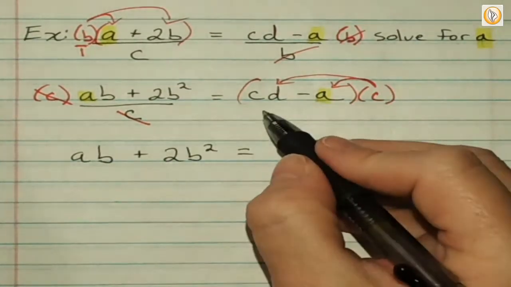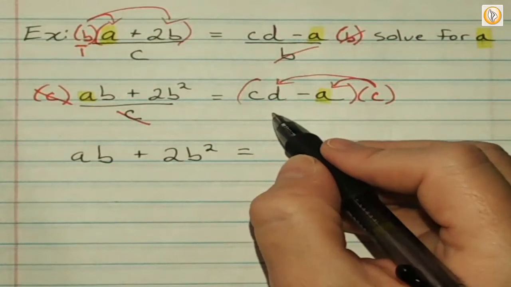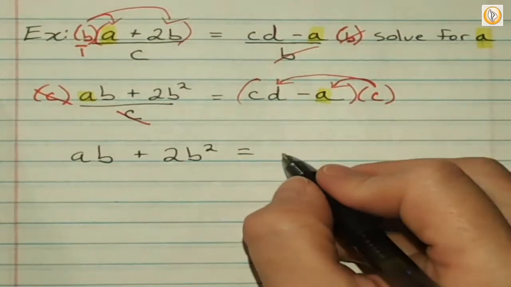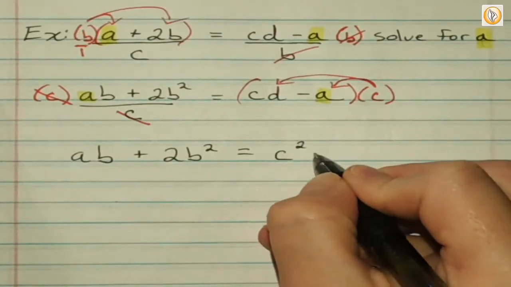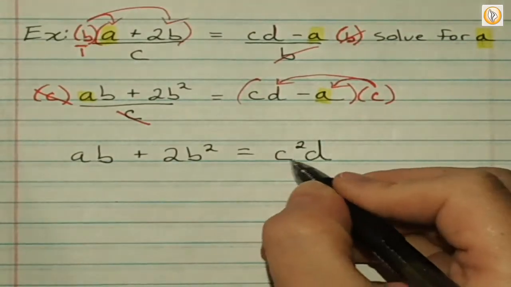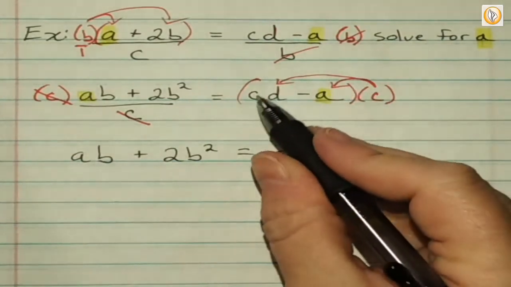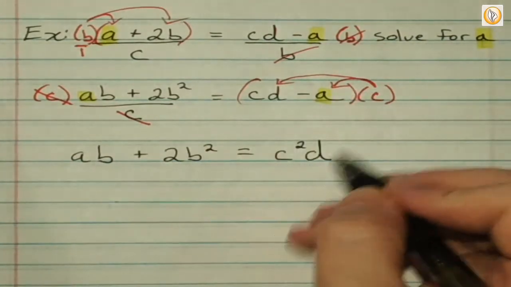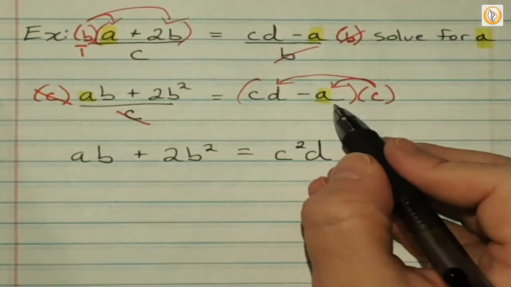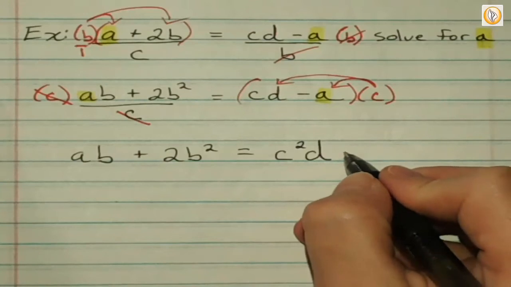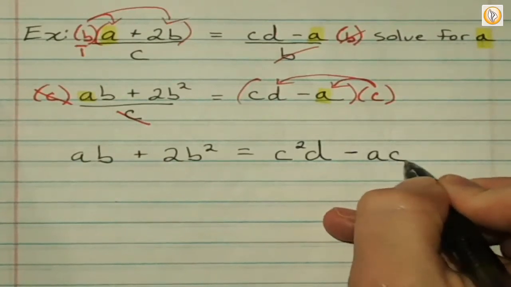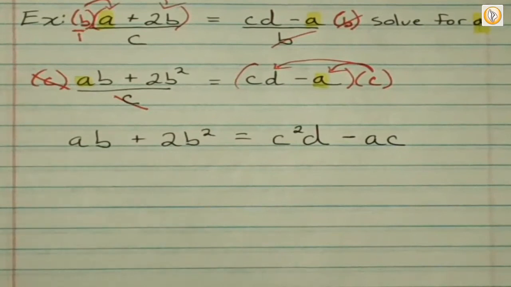What is C times CD? Raise your hand. Gabby? Very good. C squared D. So C times CD is C squared D. What is C times negative A? Gabby? Negative AC. All right, so write that down. If you have questions, let me know.